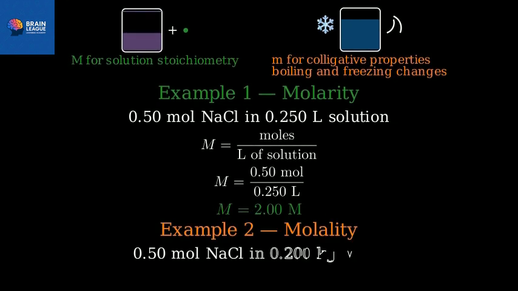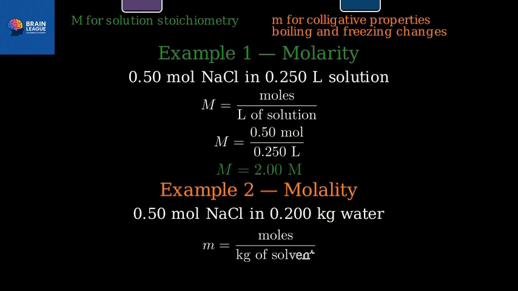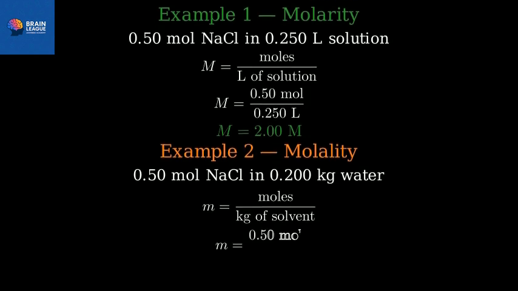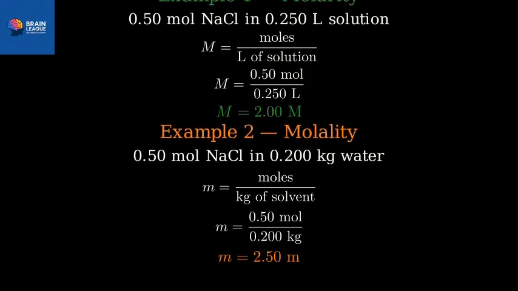Example 2, molality. What is the molality when 0.50 moles of sodium chloride are dissolved in 0.200 kilograms of water? We use the definition. m equals moles divided by kilograms of solvent, substitute, and get 2.50 m.